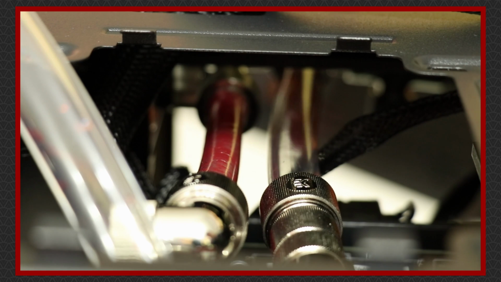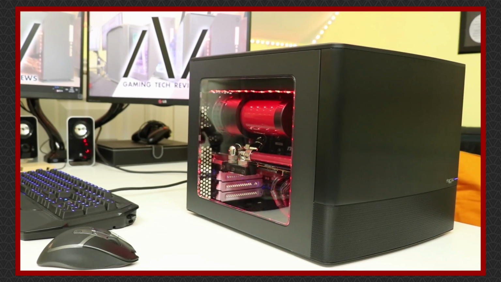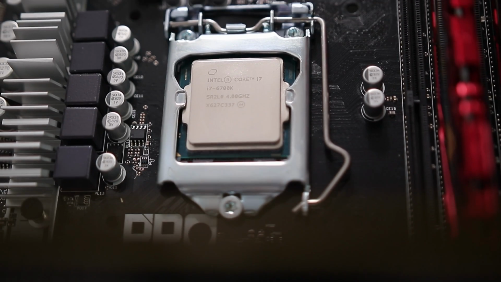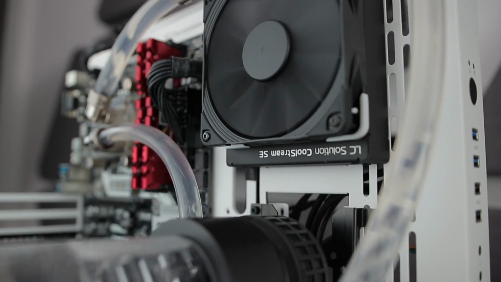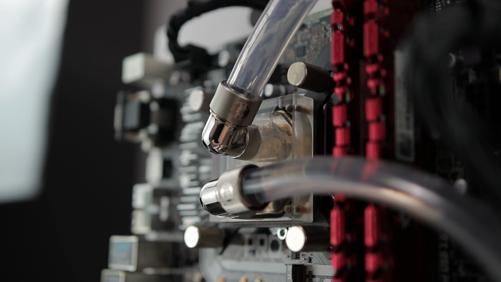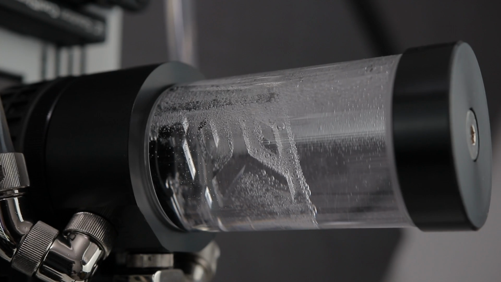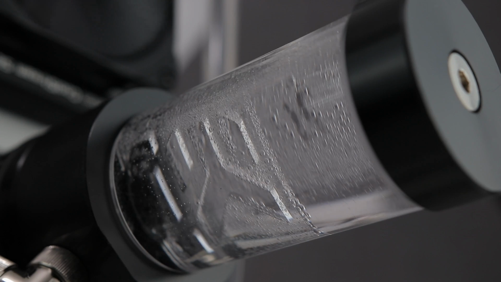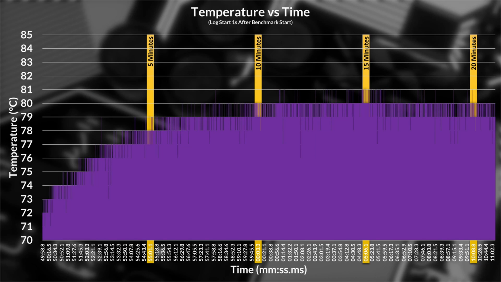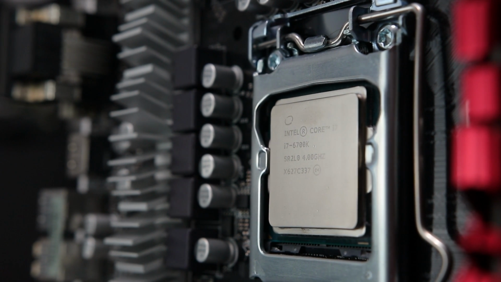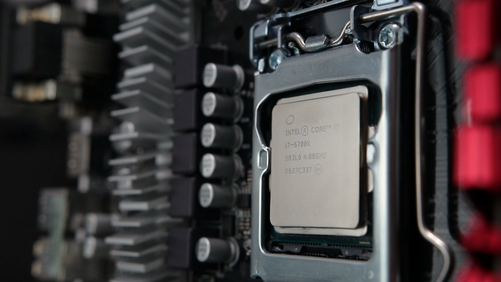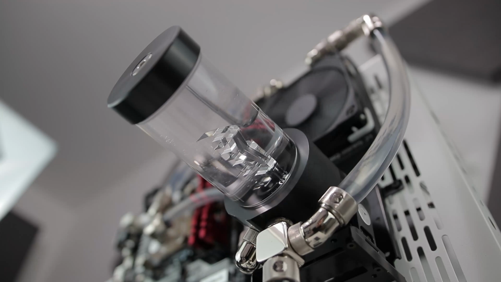I'm strapping an old EK Supremacy Evo to a 6700K with some Arctic MX4, cooling it with a 120mm EK Coolstream SE and pumping water around with a D5 with a 100mm reservoir strapped to it. Then we're hitting it with Prime95 for 15 minutes since that's where equilibrium seems to balance out. The voltage of the 6700K is locked at 1.28 volts at 4.5 GHz, where it stays regardless of temperature, and that's about it. That wasn't too hard now.